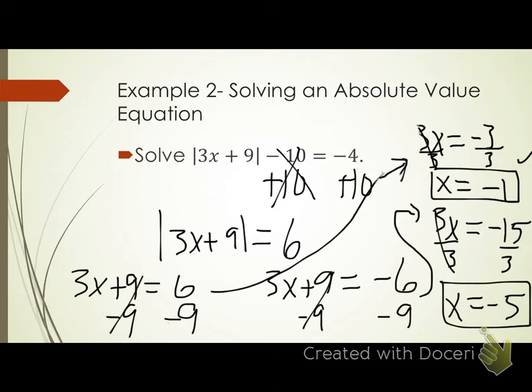Plug in negative 5. 3 times negative 5, negative 15. Negative 15 plus 9, negative 6. Absolute value of negative 6, 6. 6 minus 10, negative 4. Does negative 4 equal negative 4? Yep, so this one checks out as well.